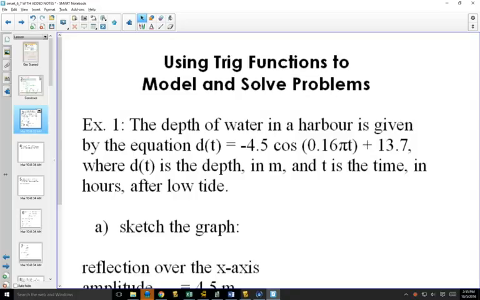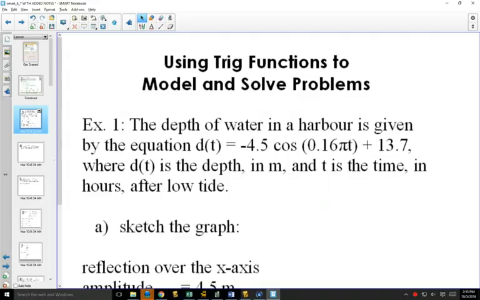So the first thing we start to notice about real-life examples is the numbers don't always look nice. We have decimals here. We've got a b value that's 0.16 pi. So inside the equation it doesn't necessarily look as nice. But we can still use the same technique of d, a, and b, and then c to graph this.